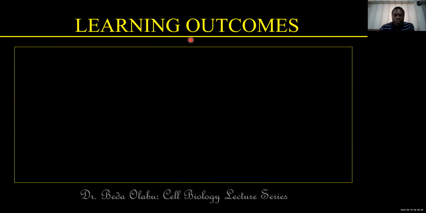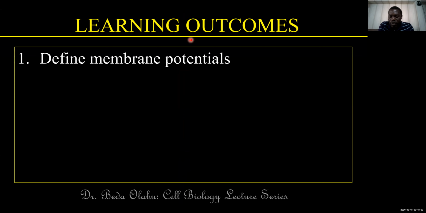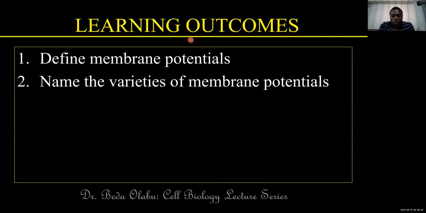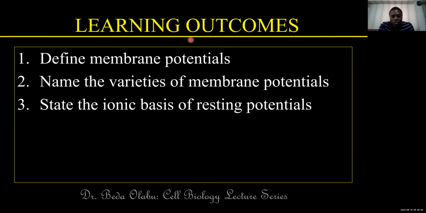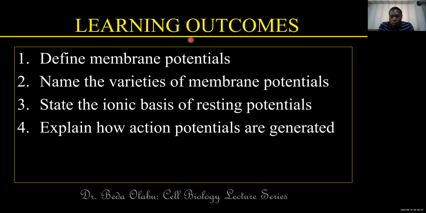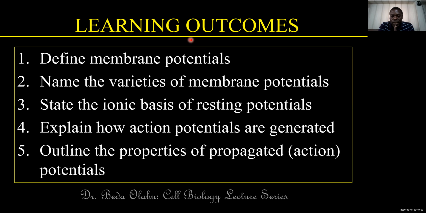What you're going to learn here: we are going to define what membrane potentials are. We are also going to look at the varieties of membrane potentials. We are going to state the ionic basis for what we call resting membrane potential. Then we are also going to explain how action potentials are generated. And lastly, we are going to outline the properties of action potentials. Action potentials are the ones we are calling propagated potentials. So this is our agenda this morning.